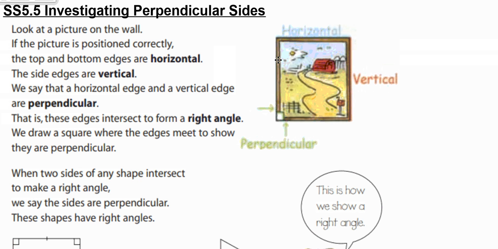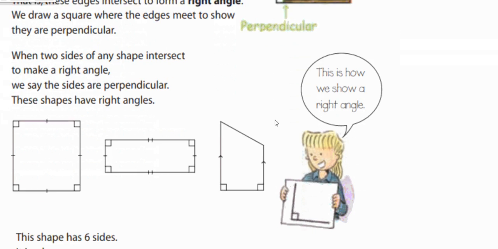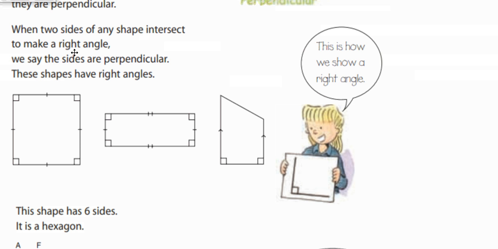The side edges here are vertical, so they go up and down. We say that a horizontal edge and a vertical edge are perpendicular. That is, these edges form a right angle. So a right angle is when we can take a square and put it into the corner, and it's going to fit into that corner perfectly. When two sides of any shape intersect to make a right angle, we say that the sides are perpendicular.